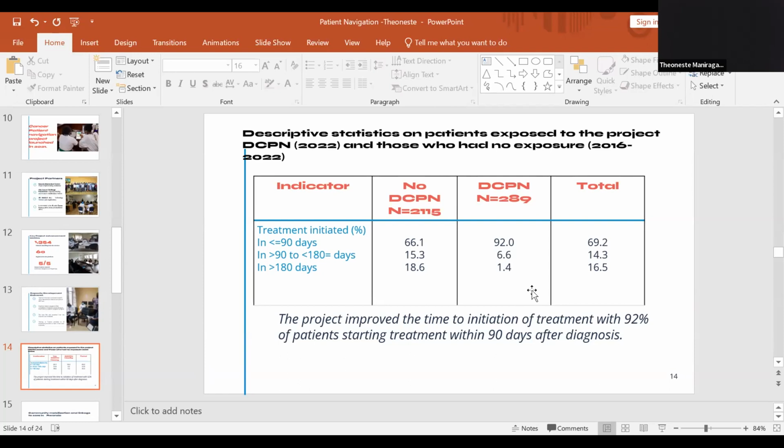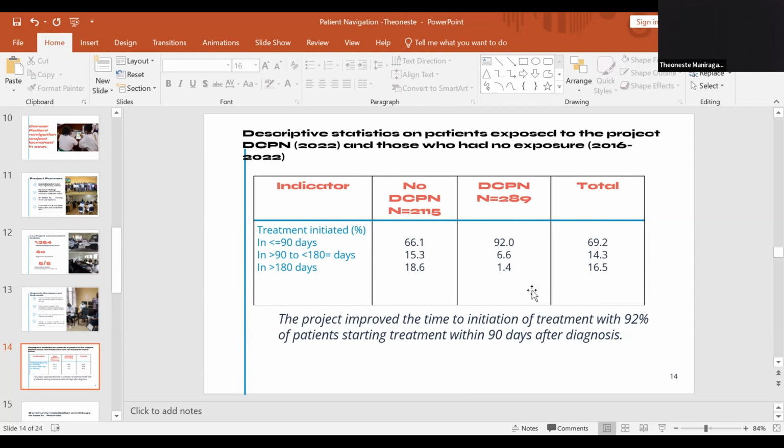We came from 90 days, which now, the treatment initiated in less than 90 came from 92, it went to 69. The treatment that was between 90 to 180, it came from 15 to 14.